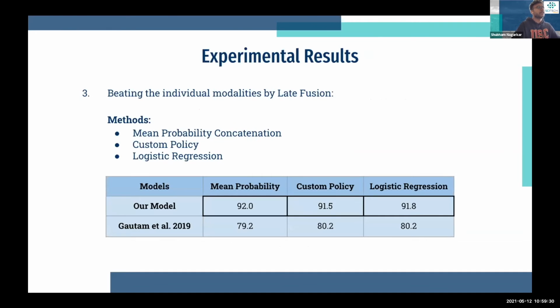These are the last set of results, for late fusion. In late fusion, again, we are comparing our work with Gautam, and we are clearly beating the existing baselines in three types of late fusion. The first one is the mean probability concatenation. This is a very simple method wherein we just take the output probabilities of text and image and average them. The second is the custom policy, which is nothing but a simple neural network. The last one is a simple logistic regression model. With all these three models, we are achieving accuracies as high as 92%.